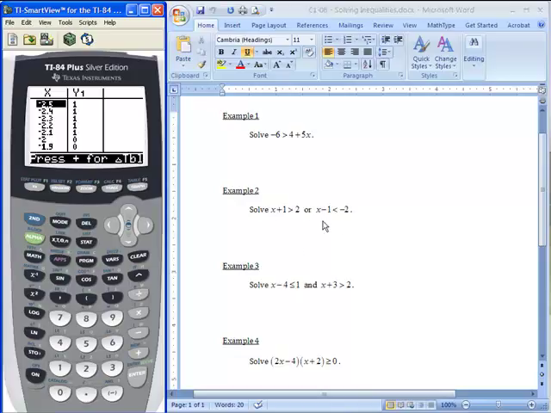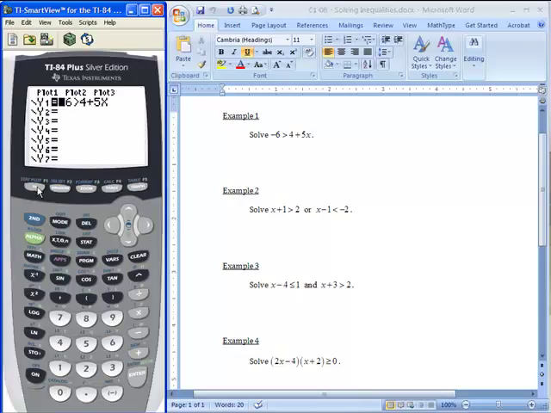What we have here in example 2 is an or. We're told that x plus 1 is greater than 2 or x minus 1 is less than -2. So we're interested in values of x that make one or the other true. That's what the or tells us. So let's go to the y equals menu and let's clear out what we have here in y1.